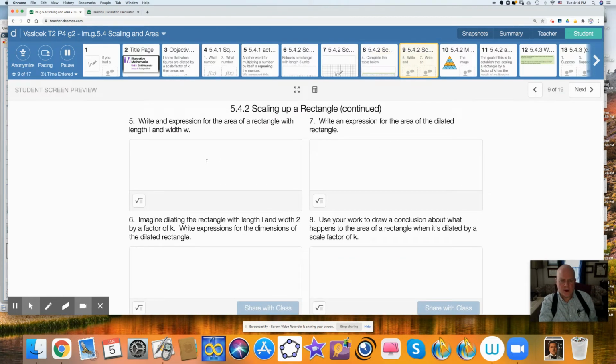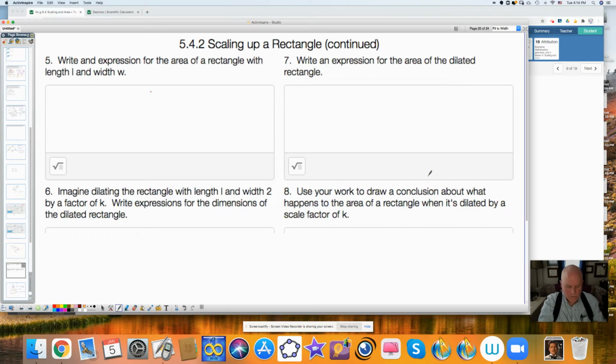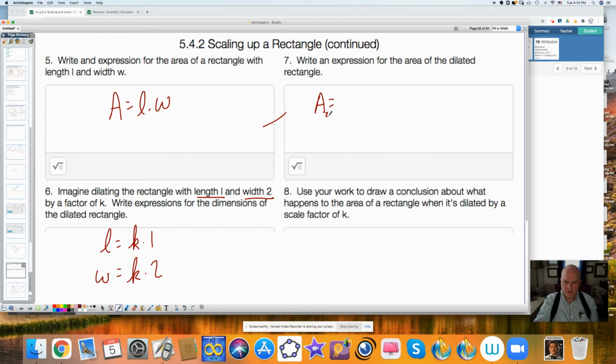Scaling up a rectangle. Write an expression for the area of the rectangle. Let me do this on my whiteboard. So just a moment. Make this smaller and copy this over to my whiteboard so you can see it. When we write the expression for the area of the rectangle using length and width, the area is equal to length times width. When we imagine dilating a length of 1 and a width of 2, our length is equal to k times 1, and our width is equal to k times 2. Now our new area, this is our second area, would equal k times 1 times k times 2, which is equal to 2k squared, because 1 times 2 is equal to 2. This is times k squared.